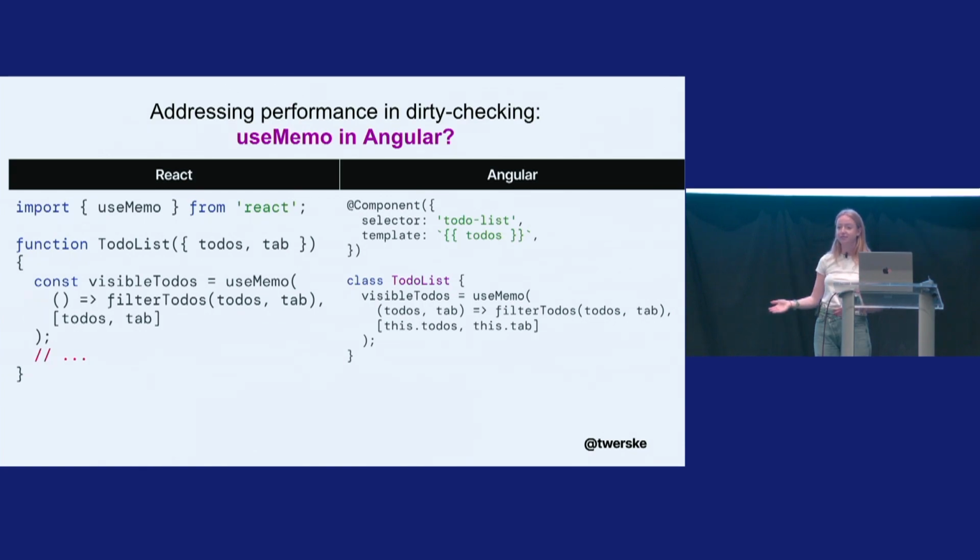We're part of the same family. We have dirty checking. We have all of the semantics and mechanics to do this. But developers still have to opt in to everything I've talked about, right? You have to opt in to useMemo. You have to opt into writing pure pipes. You have to opt into shouldComponentUpdate.